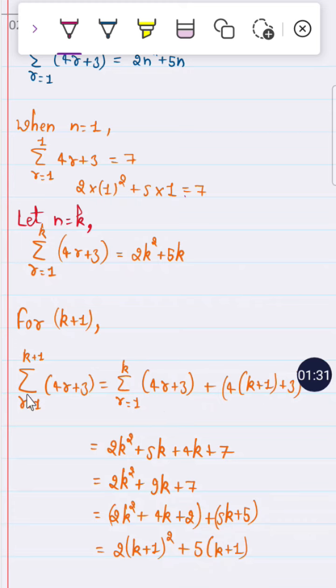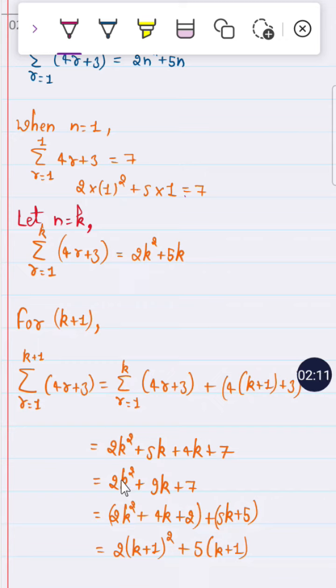Firstly we have to take sigma 4r plus 3, r equals 1 to k plus 1. For the first k terms we substitute the assumed value, and the k plus 1 term we have to substitute differently. For the k plus 1 term, this is 4 times k plus 1 plus 3, right? And the sigma of 4r plus 3 we assumed is 2k square plus 5k, so it is 2k square plus 5k, and the value of this term is 4k plus 4 plus 3, which equals 4k plus 7.